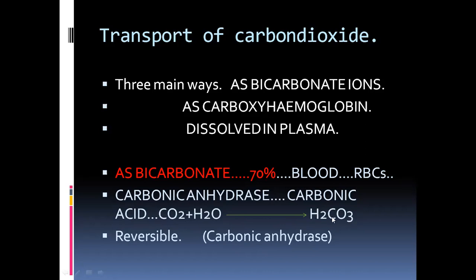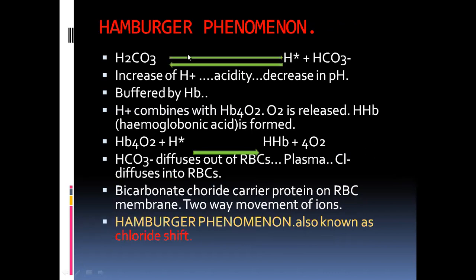This one is going to dissociate. This carbonic acid is going to dissociate. It is not stable here, unstable here, and it will keep on dissociating. What we are studying now is the Hamburger phenomenon, also known as the chloride shift. Carbonic acid breaks down into hydrogen and bicarb. Now, hydrogen and bicarb, this whole process is taking place in the erythrocyte.